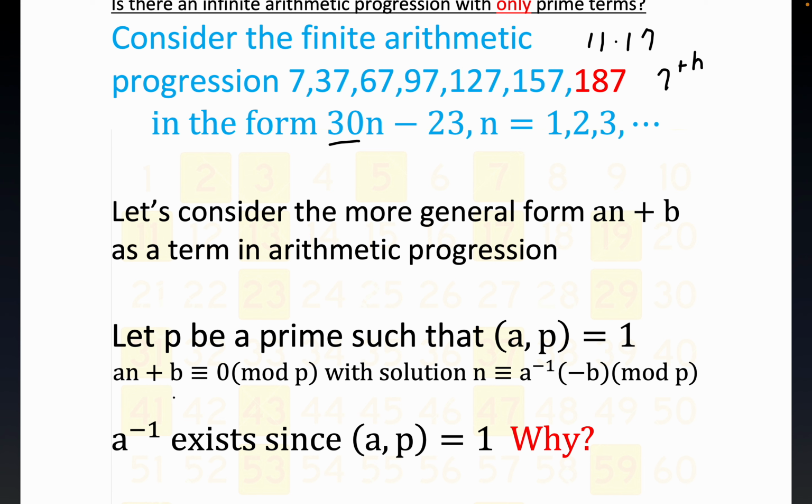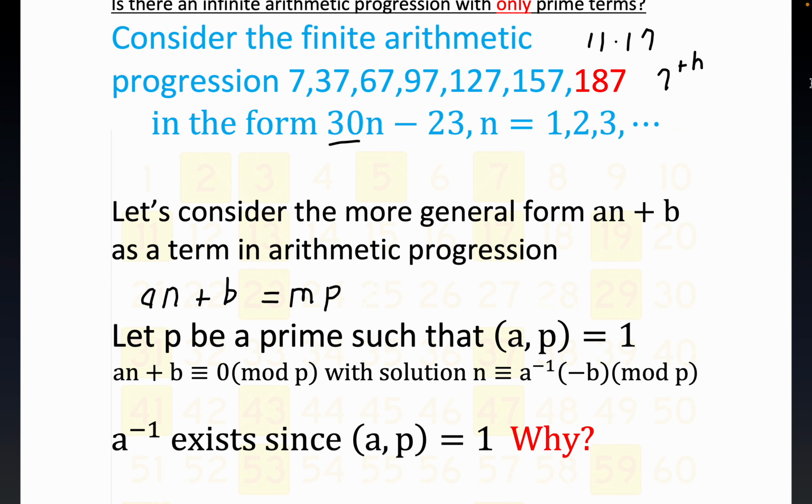Meaning you could write, let me write it directly above here, if we can find such an n, that would mean that an plus b is equal to some multiple of p. All right, that's just an equivalent rendering of this congruence right here. If we can find an n, which it's very easy to find such an n, then this would be a term in the sequence that was not prime. And so once we prove this, we've answered the question: you can't have an infinite arithmetic progression with only prime terms.